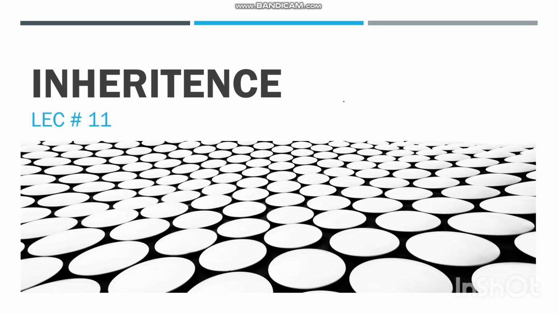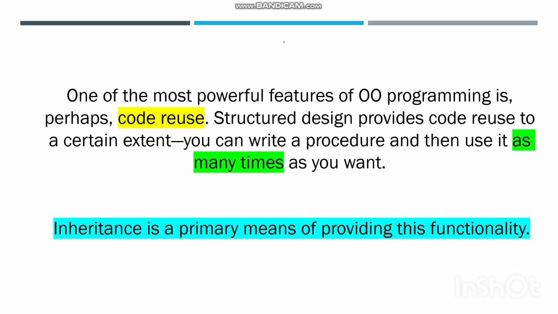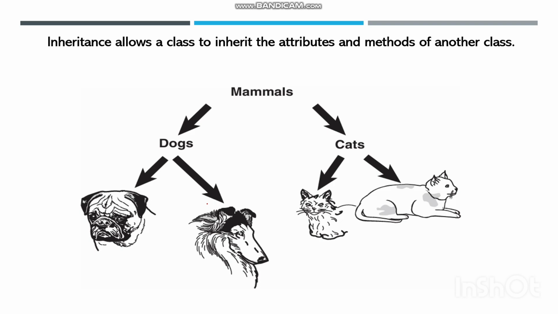Welcome again. In today's session, we are going to discuss inheritance, which is an important and fundamental principle of object-oriented programming. One of the most powerful features of object-oriented programming is perhaps code reuse, so that you can write a procedure once and then use it as many times as you want. Inheritance is the primary means of providing this functionality.